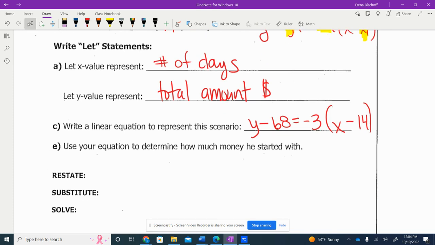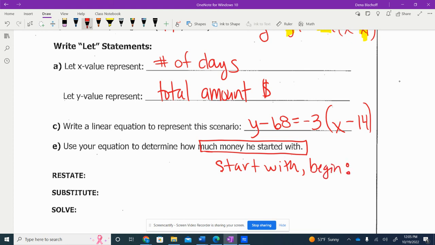So it says use your equation to determine how much money he started with. So would that create addition? It doesn't turn it into addition. When we're asking about the starting amount, what value is that? The starting amount is represented by what value? The amount that we start with, or where we begin, is represented by the what? Isn't it the y-intercept that represents that?